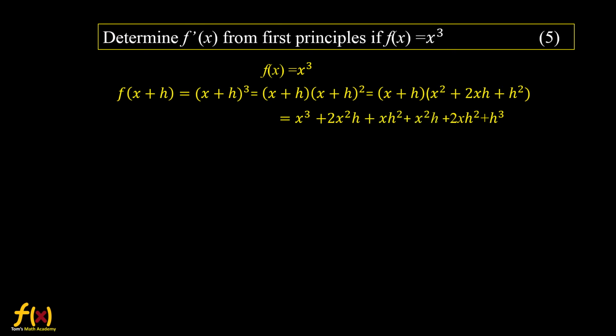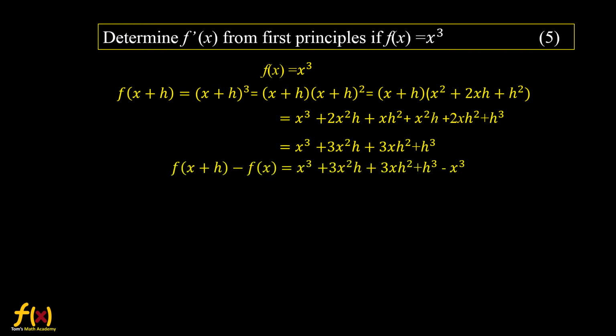Expand very carefully each and every term. Then we get x cube plus 3x square h plus 3xh square plus h cube. Okay, if you memorize the expansion, you can write that. Otherwise, you do these expansions step by step. Then we subtract f of x from f of x plus h. That is our second idea. When we subtract, x cube will be cancelled with minus x cube.